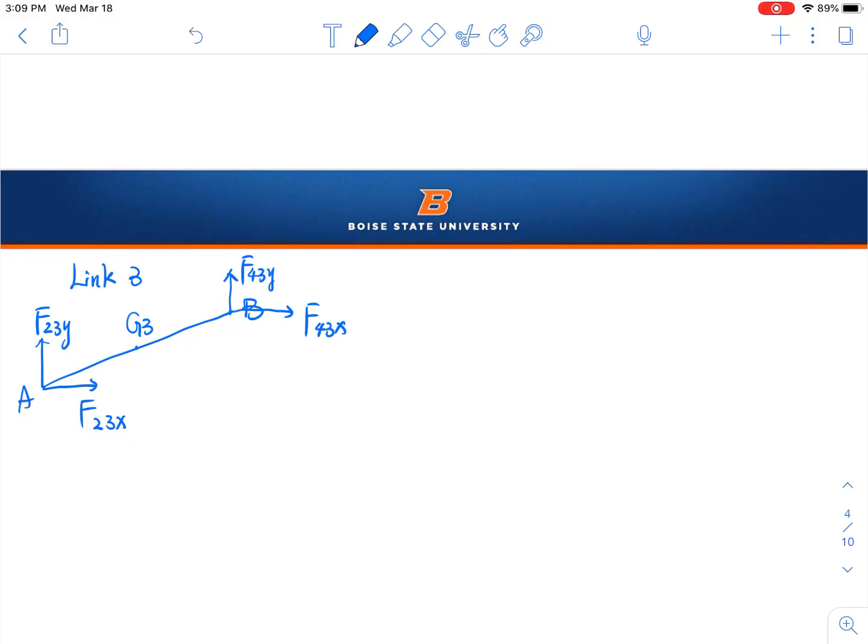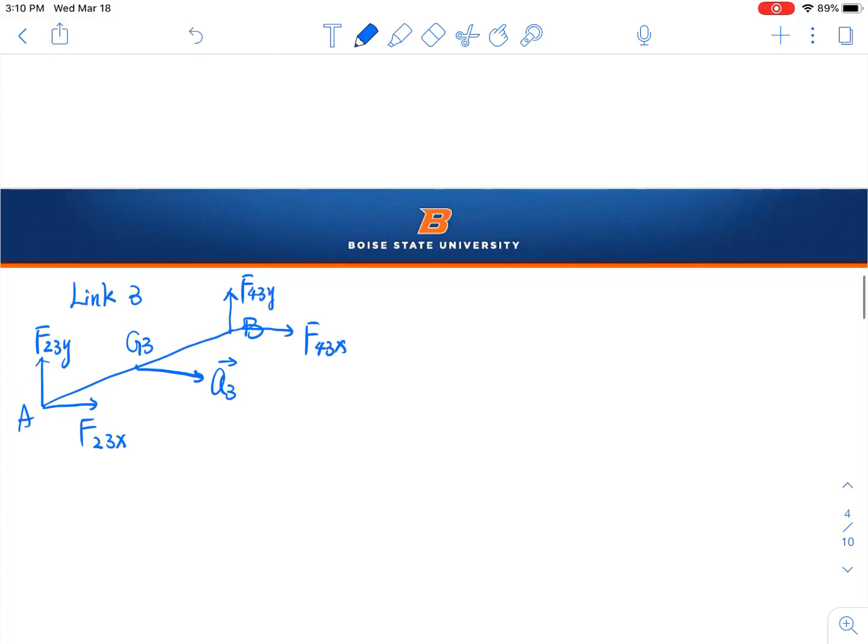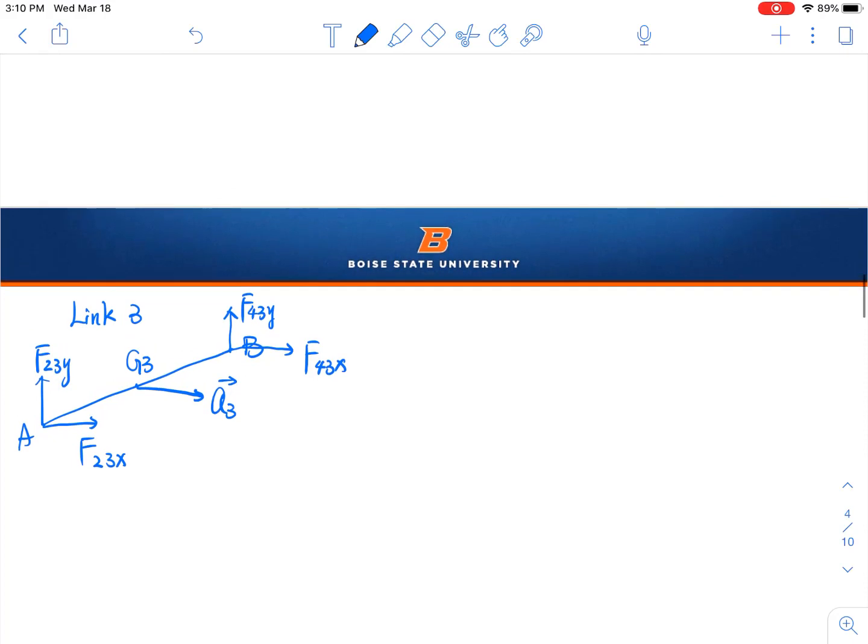So here we have link number 3. Again, you're going to know the A3 vector there, right? That's actually practice question number 1 from lecture number 14. You already know the reaction force on the edge on both ends, and then you want to find the equations of motion. Again, we have 3 equations, right?